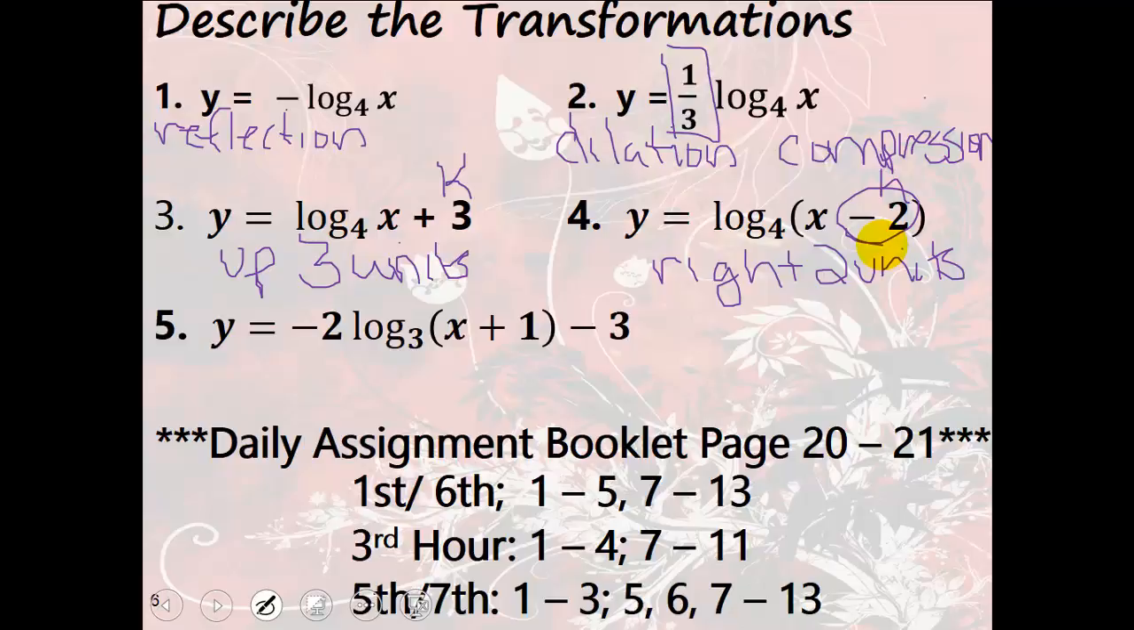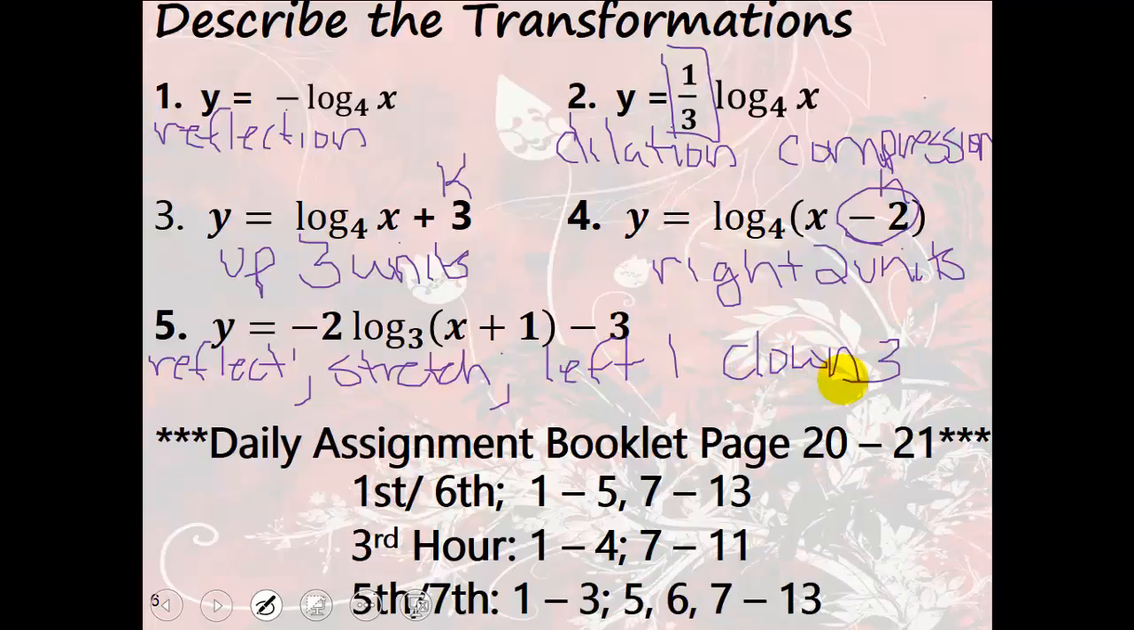All right, welcome back. Here we go. I have a reflection. That's the negative. I have a stretch. That's my 2. I have left 1, that's my H, and I have down 3, that's my K. This is my A, this is my H, this is my K.